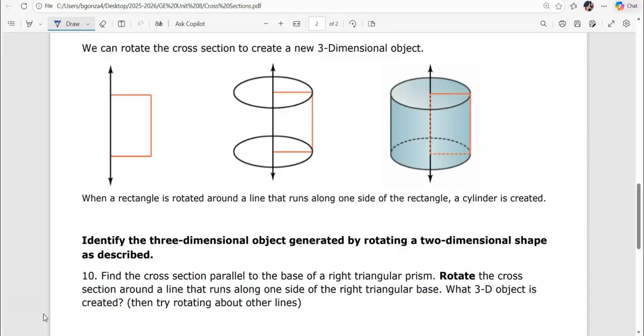Now, check it out. This is supposed to be a flag, okay? And it's supposed to simulate what's going on here. So what's happening here is they took a two-dimensional shape, rotated it around an axis, and when you take a rectangle and you rotate it, you end up with a circle on the top and a circle on the bottom. What is that shape?